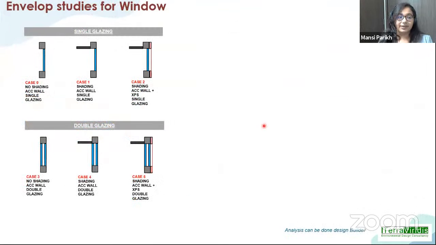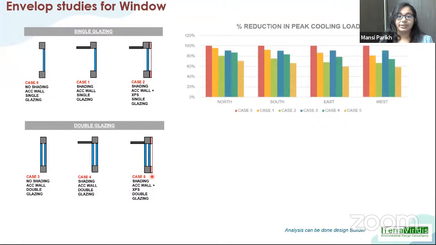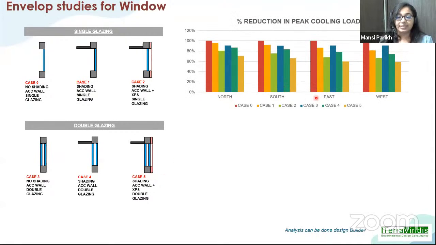The images on the left show the facade options for different directions. The upper options are the single glazing unit with no shading, with shading, and the case with shading as well as the wall insulation on the inner side. Similarly, these options are with the DGU, that is double glazing unit, without shading, with shading and with the insulation. So what we did was, in these options, we worked out for all the directions, that is north, south, west, and east.